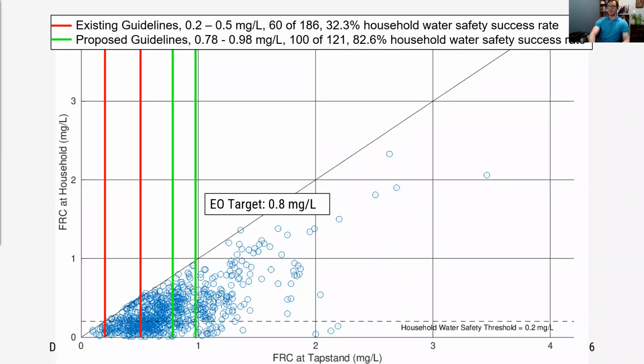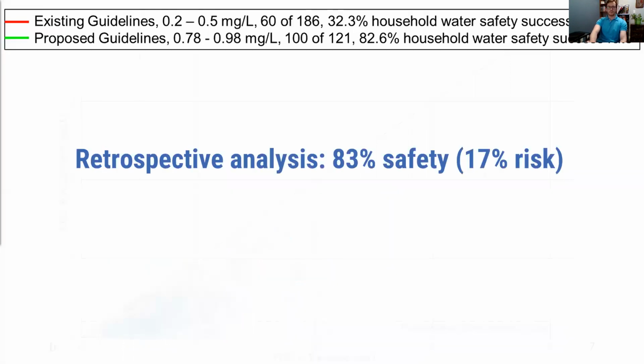So for this data set, the EO target was 0.8 milligrams per liter, and it came up with this target by using chemistry principles to get a decay rate and then working backwards to estimate what tap-in FRC would be required to ensure 0.2 milligrams per liter at the household. To get the baseline risk, we then look at the collected samples with similar storage durations and tap-in FRC concentrations as the EO target, and determine the proportion of those samples that have at least 0.2 milligrams per liter of FRC at the household. So the backcheck shows that for samples with 0.78 to 0.98 milligrams per liter of FRC at the tap stand, with similar storage durations around 15 hours, 83% of samples had at least 0.2 milligrams per liter of FRC at the end of the storage period.